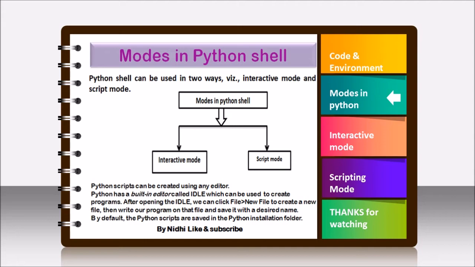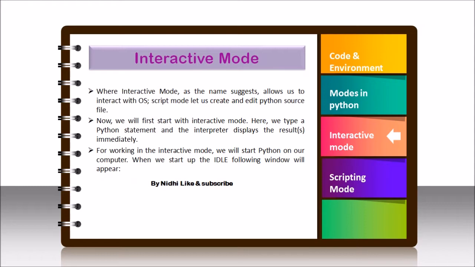Python has a built-in editor called IDLE which can be used to write programs. After opening IDLE we click on File, then New File to create a new file, write a program in that file, and save it with the desired name. By default Python scripts are saved in the Python installation folder. Here you can see the interactive mode. Interactive mode, as the name suggests, allows us to interact with the operating system. Script mode lets us create and edit Python source files.